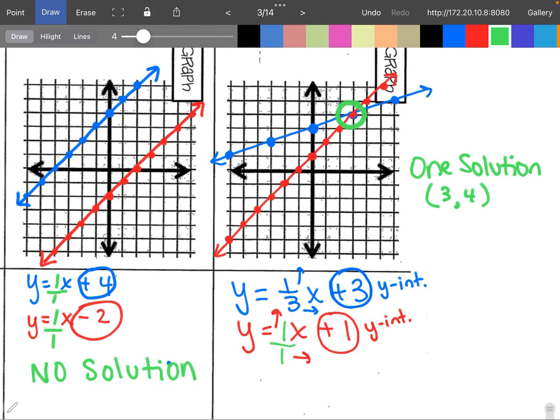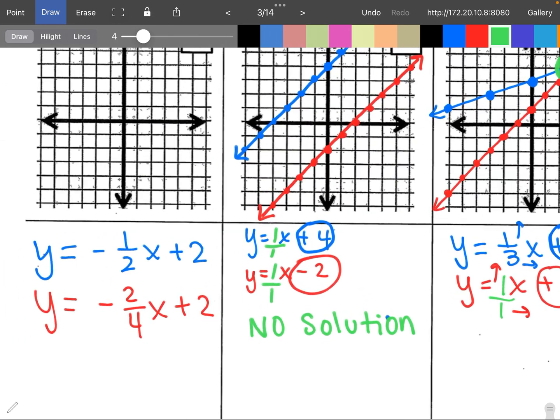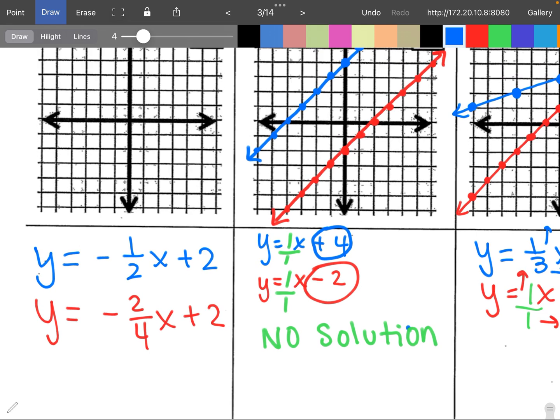So we're looking for the solution. Well, if they're parallel lines, they're never going to intersect. So there's not going to be a solution. So our first example, we had one solution where they intersected. Our second example, we had no solution because they're not going to intersect. Let's take a look at the third one.